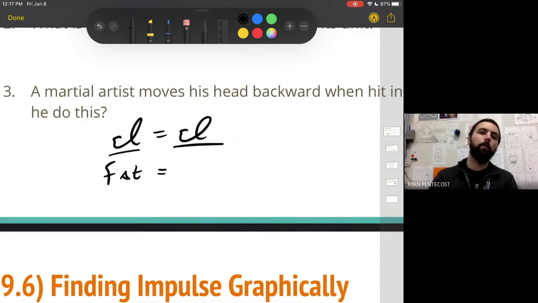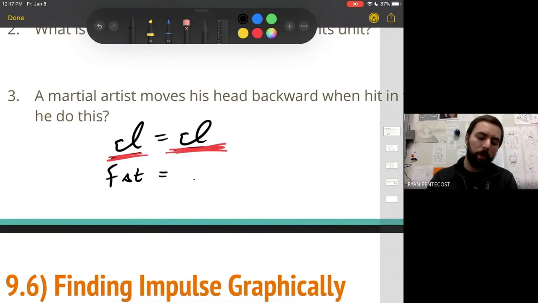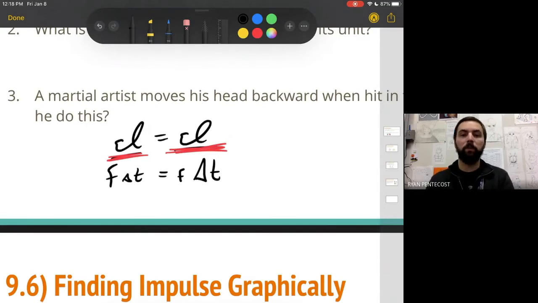Well, if you move your head backwards as you get hit, that actually extends the amount of time the fist is in contact with your face, right? But the impulse, we are saying, is constant. We're not going to change the impulse. So if you increase your delta t, you would then decrease the force that is felt, right? And if you want to increase the force that is felt, decrease the amount of time that you're in contact with the fist, right? So instead of waiting for the fist to come to you, you can just headbutt the fist. You're going to increase the force that's felt, right?